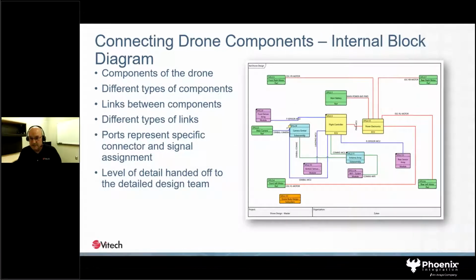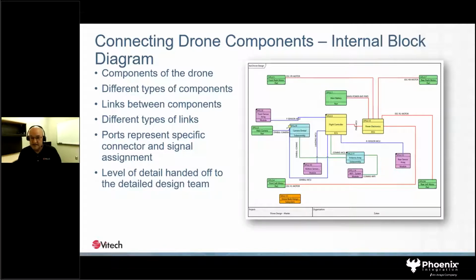Ultimately, what we're trying to get to then is this internal block diagram for the drone. This is the detail of the design that I want to be able to hand off to my design team so that they can begin to design the component. This is an architectural view. I can show the different types of components. I can show links and the interconnections, identify that there are different types of links, identify specifics such as ports. We want a very specific connector.